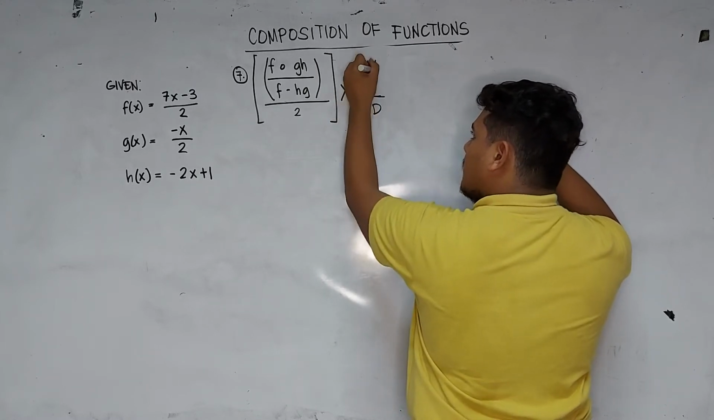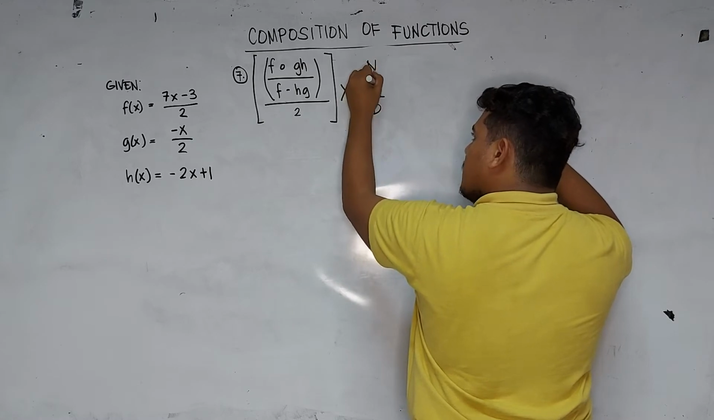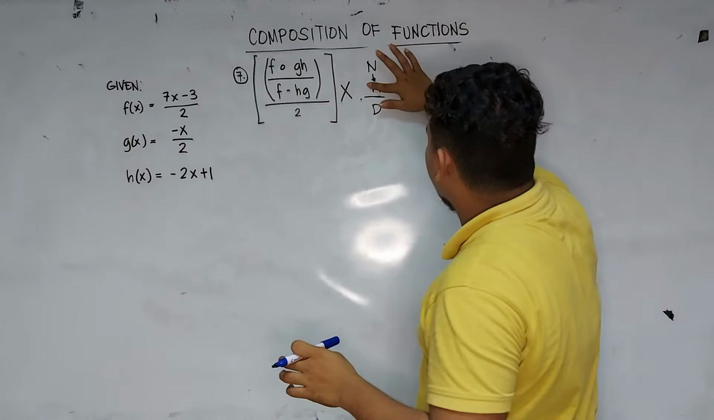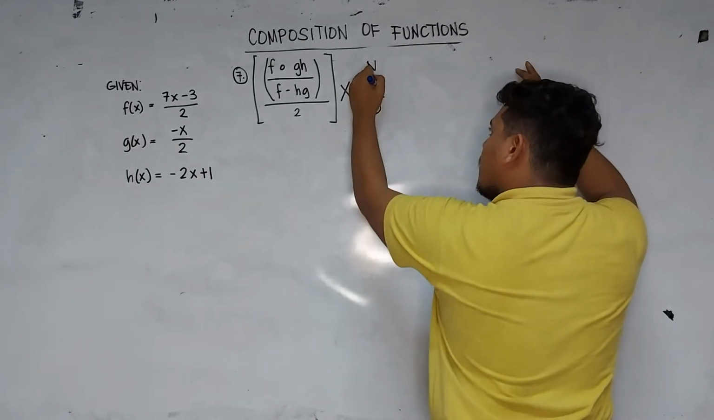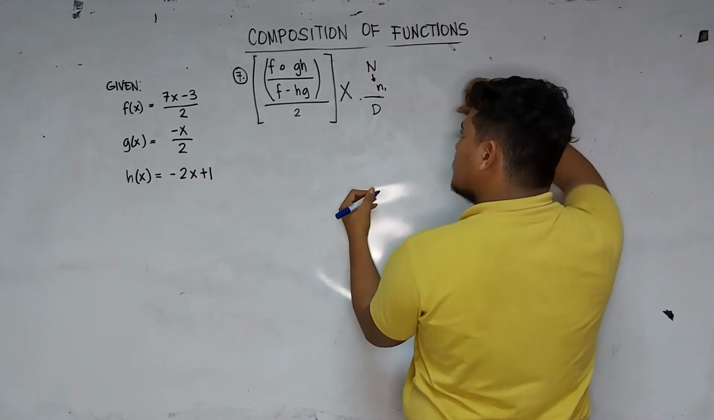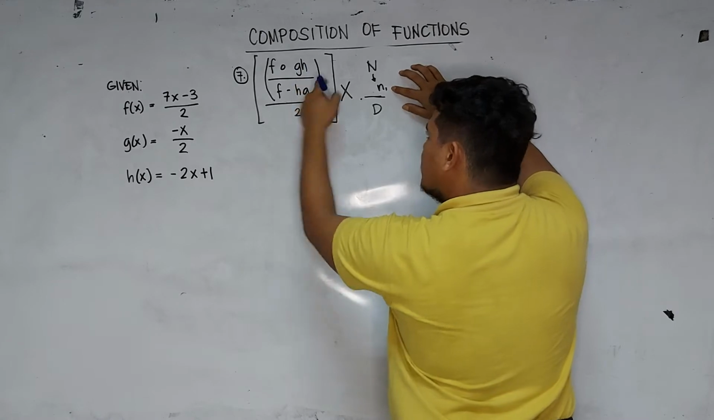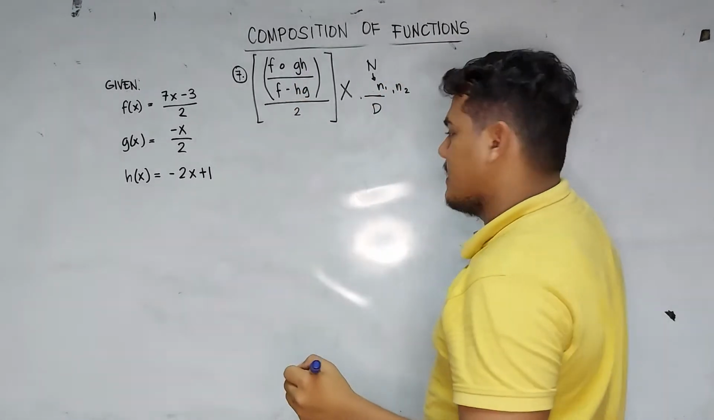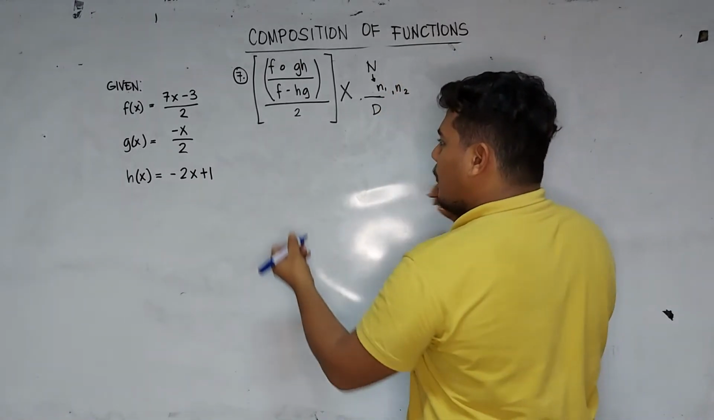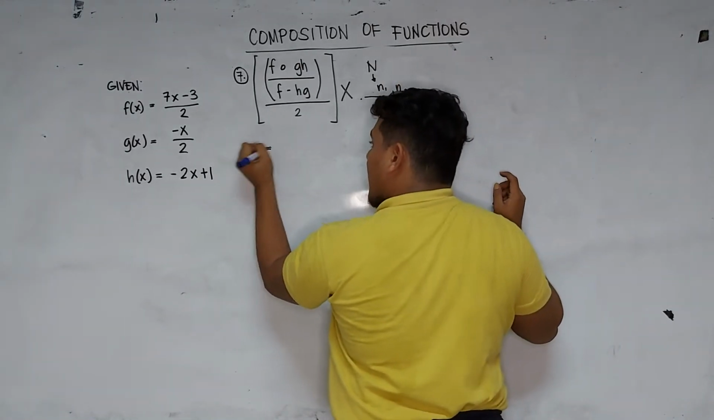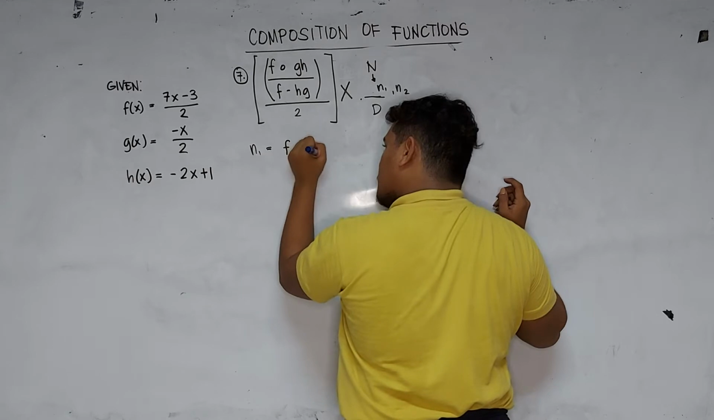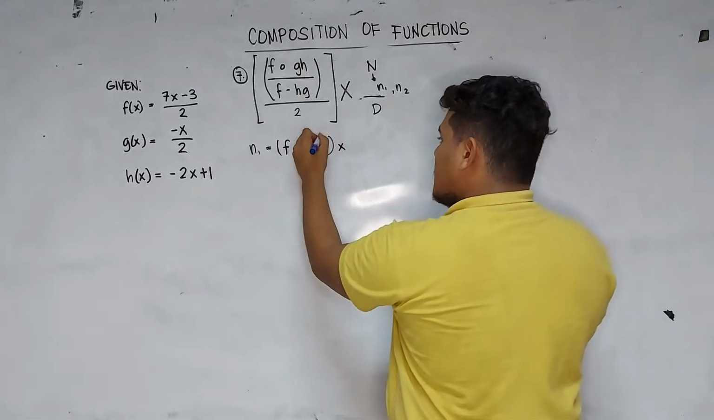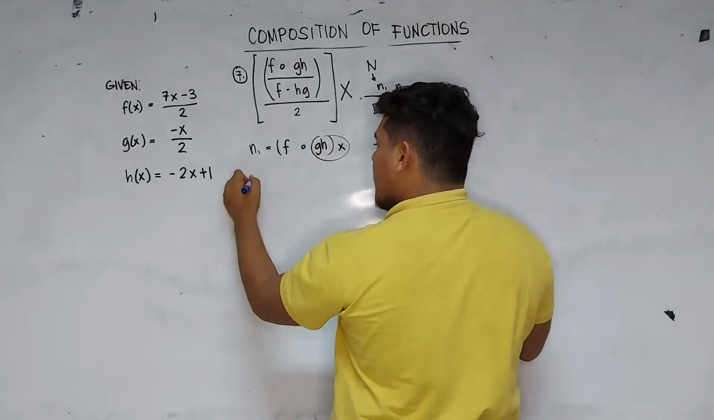Now our numerator here has a small other numerator, a micro numerator. How do I say that? A sub-numerator. So what do I do first? I will call this n sub 1 and this one n sub 2. So start with n sub 1. What is n sub 1? N sub 1 is f composed of gh of x. So what is gh of x?